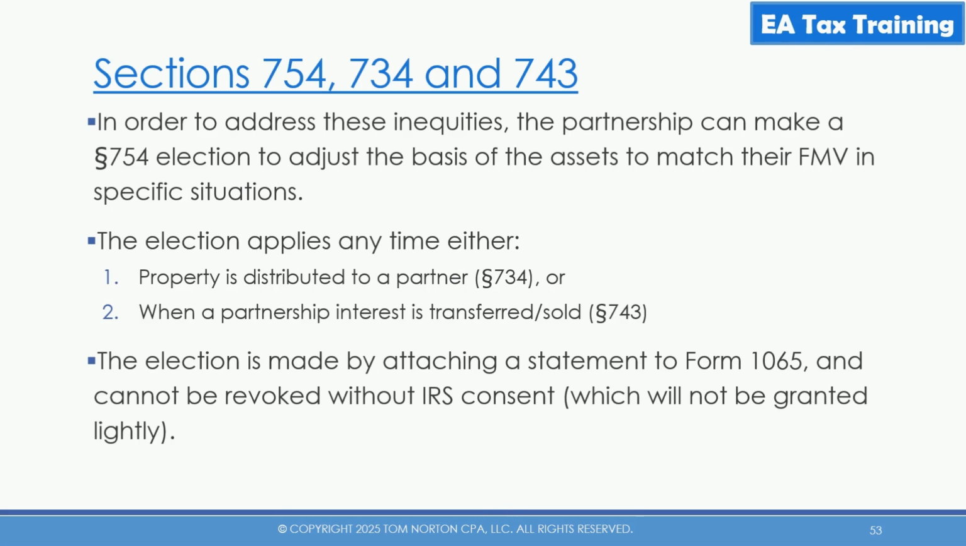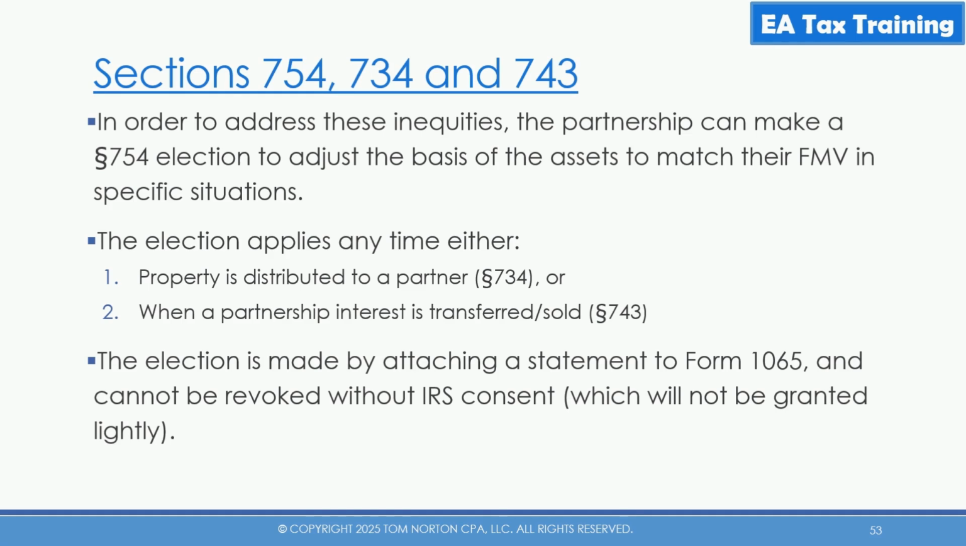So you have to think very carefully before you make the election. And by the way, it is all or nothing. If you make the 754 election, that means from then on, anytime there's a property distribution or a sale or transfer of a partnership interest, then this election goes into effect. The basis of the assets will be adjusted to their fair market value. You don't get to pick and choose.